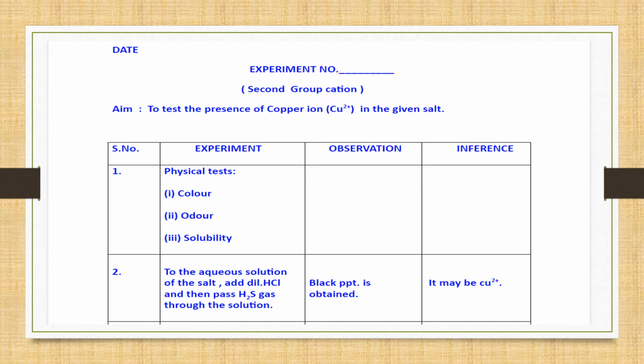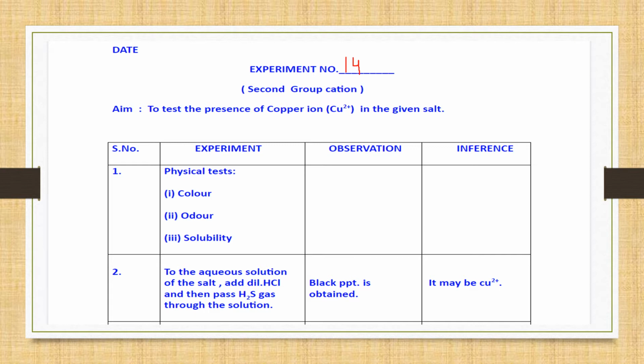There are two cations here, copper and arsenic, but arsenic is removed from the syllabus. So I am discussing only copper here. This will be experiment number 14. So the aim of the experiment is to test the presence of copper ion, that is Cu2 plus, we call it cupric ion, in the given salt.